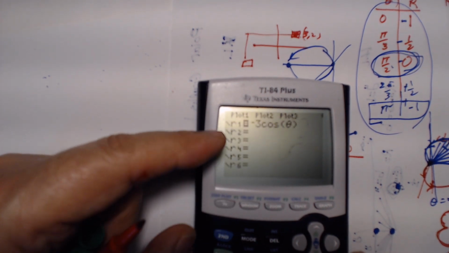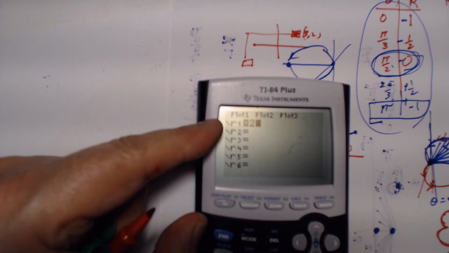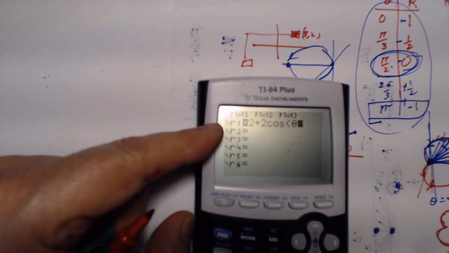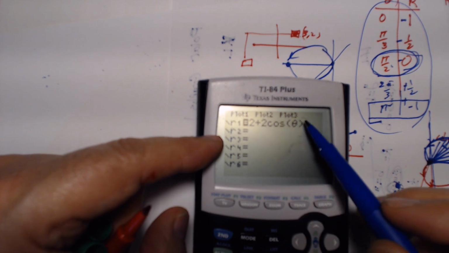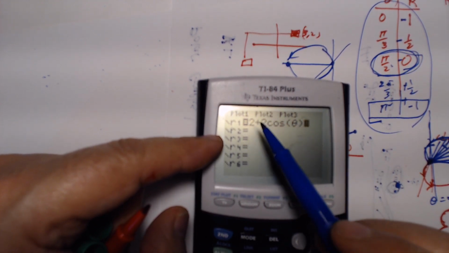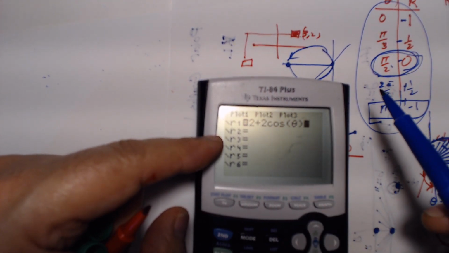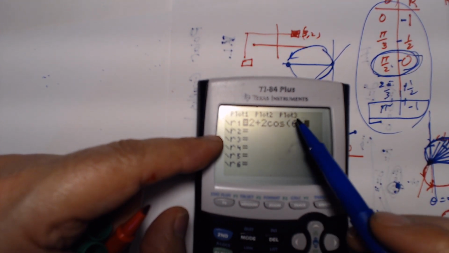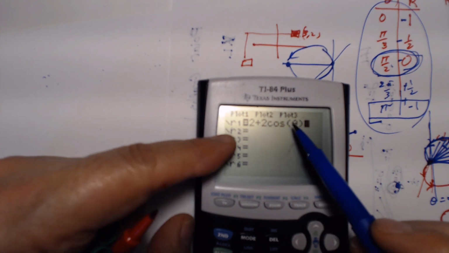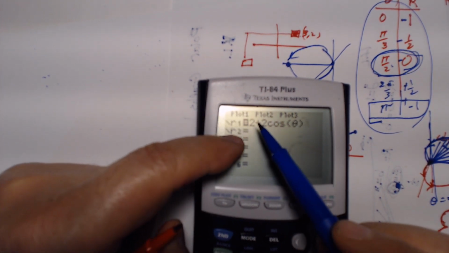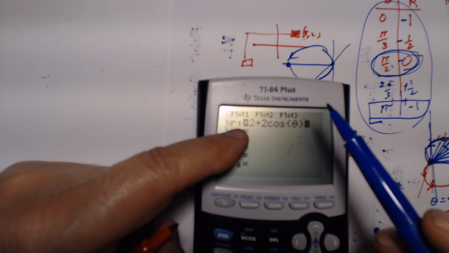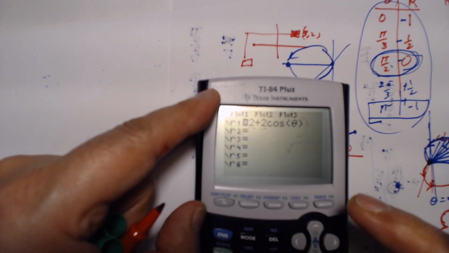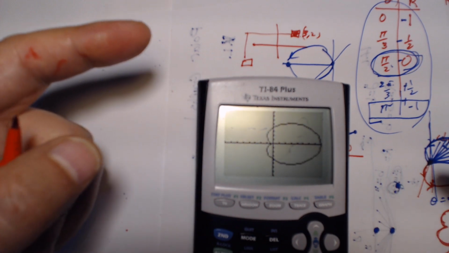But somebody said, what happens if I write 2 plus 2 cosine theta? I said, because this is the graph of a circle, but you're adding 2, you're increasing the radius. Therefore, when it is pi over 2, the radius becomes 0 for that portion. But when you add 2 to it, your radius becomes 2. And because these two numbers become the same, you see a cardioid.